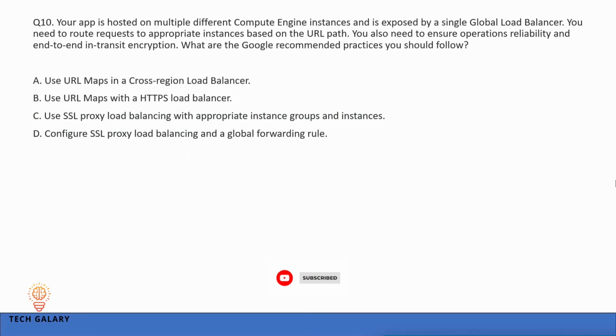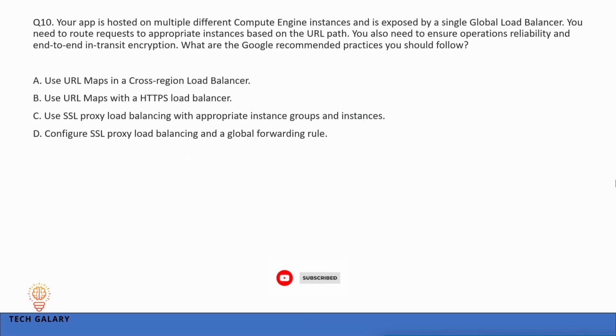Your app is hosted on multiple different Compute Engine instances and is exposed by a single global load balancer. You need to route requests to appropriate instances based on the URL path. You also need to ensure operations reliability and end-to-end transit encryption. What are the Google recommended practices you should follow?